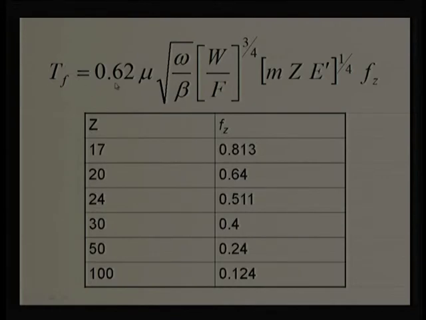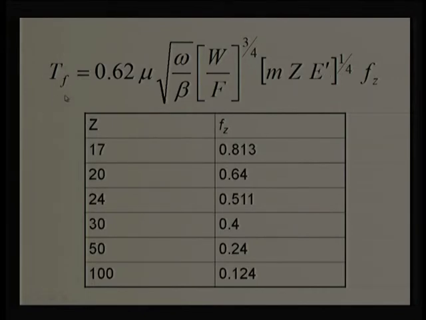So, the overall expression will turn out to be this: omega is rotational speed divided by beta, load divided by face width. Do not get confused. Many times we have given F as a force, but here we are giving F as a face width. It is in mm, it is not in Newton, while W is in Newton. Now, here m is the module, Z is the number of teeth, and E prime is the effective Young's modulus.